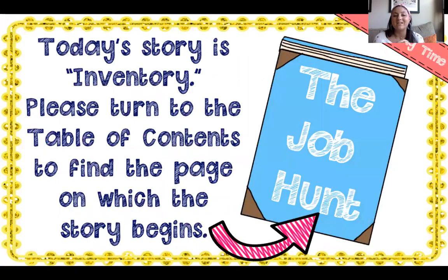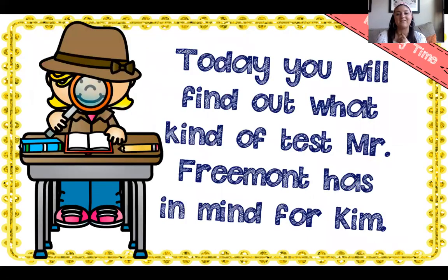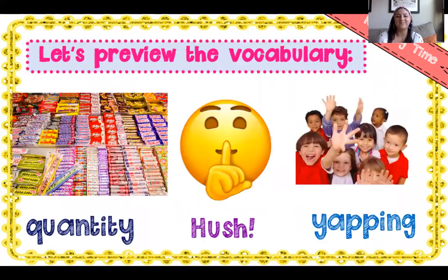So today's story is called Inventory. In the previous story, we read about the grocery. We knew that Kim walked into a grocery store. She was looking for a job. She's been on a journey looking for a job for quite a while now. She went to the grocery store and the man said that he was doing inventory. And Kurt asked, what kind of food is inventory? And Kim impressed him because she knew that inventory is when you count all the products that you have in the store, and that helps you figure out what you need to still buy. So he said he was going to give her a test today. I wonder if she'll be doing inventory. Today you will find out what kind of test Mr. Fremont has in mind for Kim.